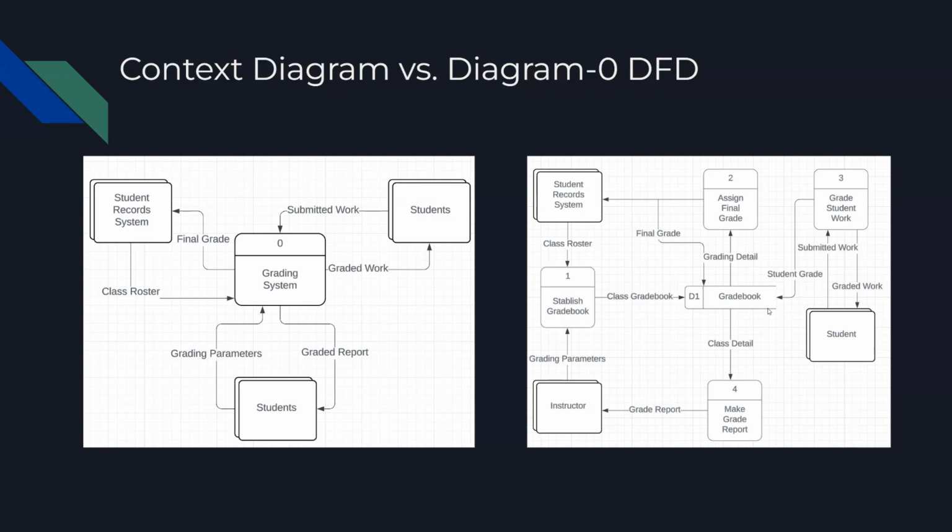It zooms in on the system, showing how its components interact to form the overall structure. And diagram 0 maintains consistency with the context diagram by repeating entities and data flows. So as you can see, student, student, student record system, student record system. So the integrity stays there, but it's just more detailed. All connections flowing into and out of process 0 in the context diagram must be preserved when expanding into the data flow diagram for it to be consistent.